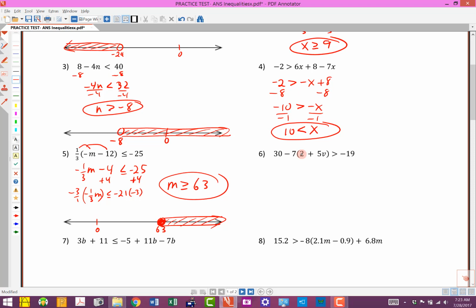Next one, we are going to distribute this negative 7 through. Some people will look at this and forget the order of operations, and they'll do the 30 minus 7, and they'll have a 23 out front, and then they'll distribute the 23. Remember, we do multiplication before we do addition or subtraction, so we're going to distribute that through.